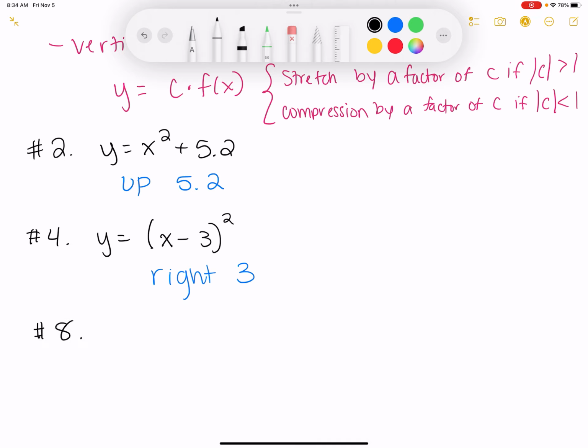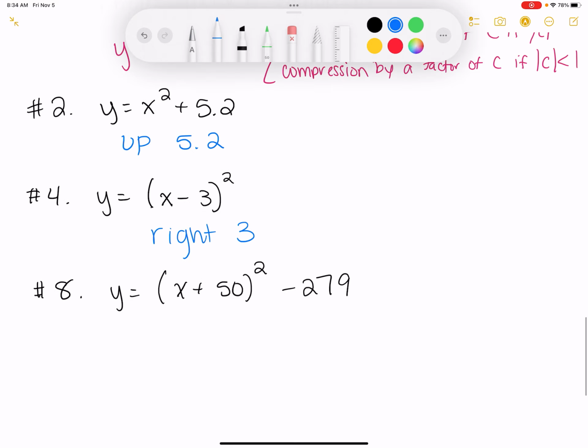Number 8. y is equal to (x plus 50) squared minus 279. So it would be down 279 and then left 50. Yeah, that would be an awful graph. I'm not going to tell you to graph those because that would be absolutely ridiculous.